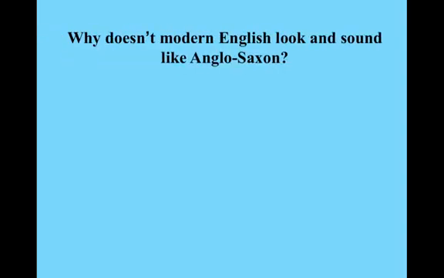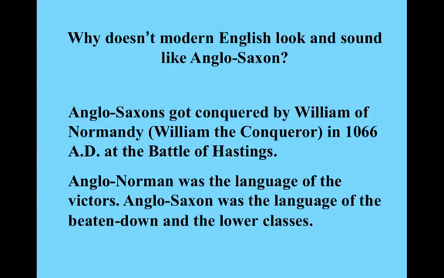So why doesn't modern English look and sound like Anglo-Saxon if it has the same roots as Anglo-Saxon? Well, languages change because people fight wars, and when power changes, the language that the people in power speak changes. The Anglo-Saxons got conquered by William of Normandy, who is also called William the Conqueror, in 1066 AD, so almost 1,000 years ago, at the Battle of Hastings. The people in that battle who won were William the Conqueror's troops, and they spoke Anglo-Norman. They were the victors. Anglo-Saxons lost, and so Anglo-Saxon became the language of the beaten down and the lower classes.